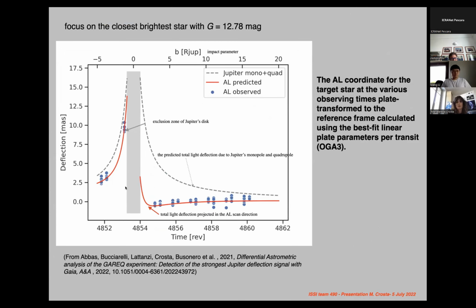And as you see here, this deflection includes the monopole and the quadrupole contributions. Basically, we have seen the light deflection change of target stars as they approach Jupiter's mass. And this is the total light deflection projected along the along-scan direction of Gaia. And this is the predicted one. So now we are performing a test in order to see if we are able to measure the quadrupole effect.